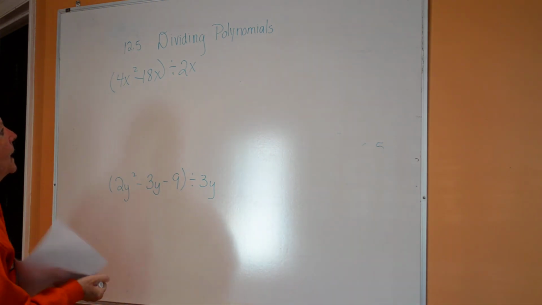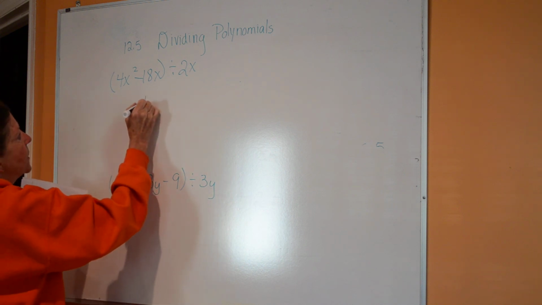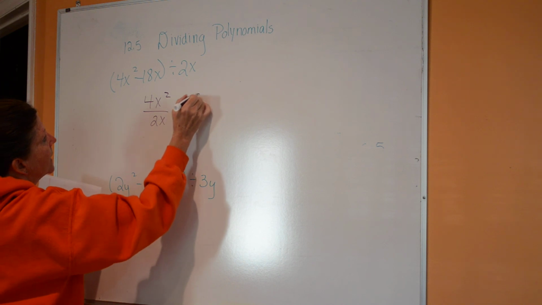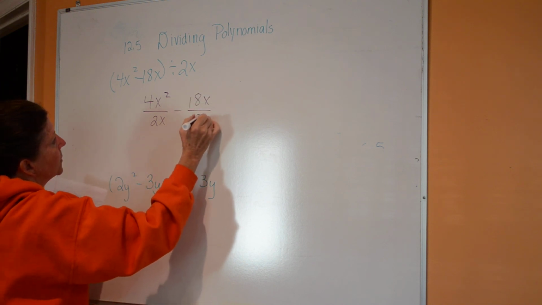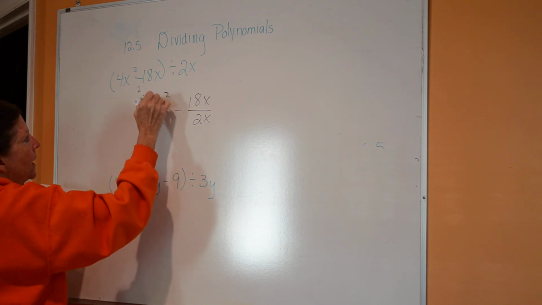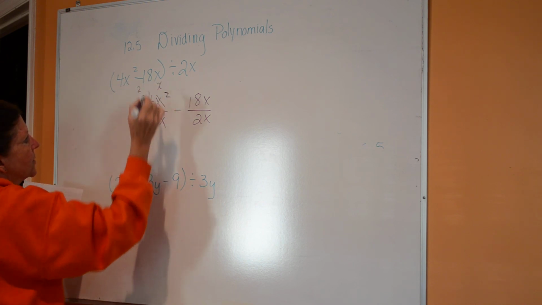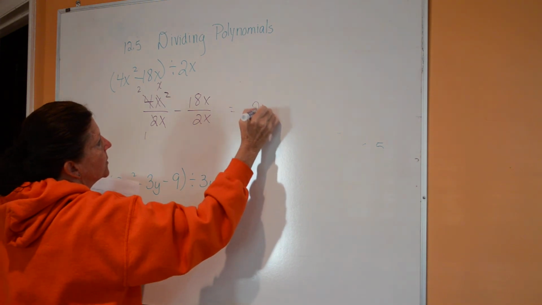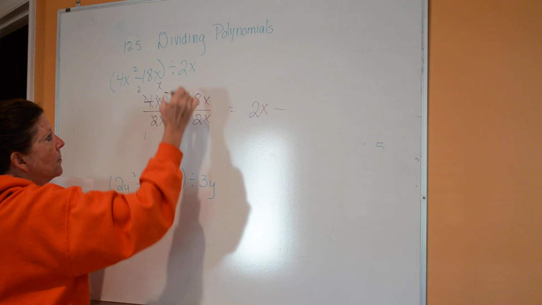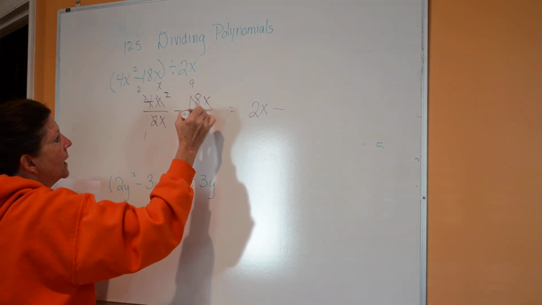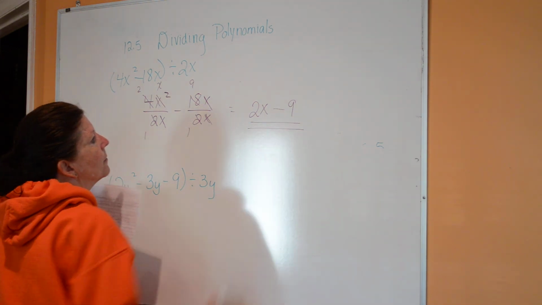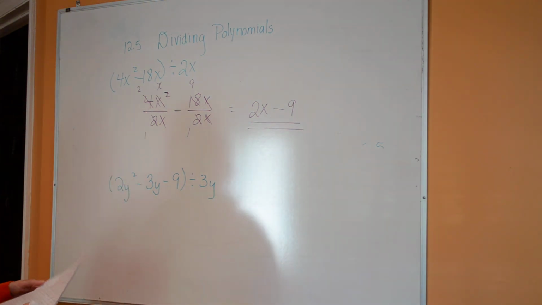All right, I'm going to write this separated out. So I have 4x squared over 2x minus 18x over 2x. 4 over 2 becomes 2 over 1. X squared over x becomes just x. So the first term reduces down to 2x. Minus this term reduces down to 9 over 1. And the x over x is equal to 1. So I get 2x minus 9. That should be your answer for the first one.